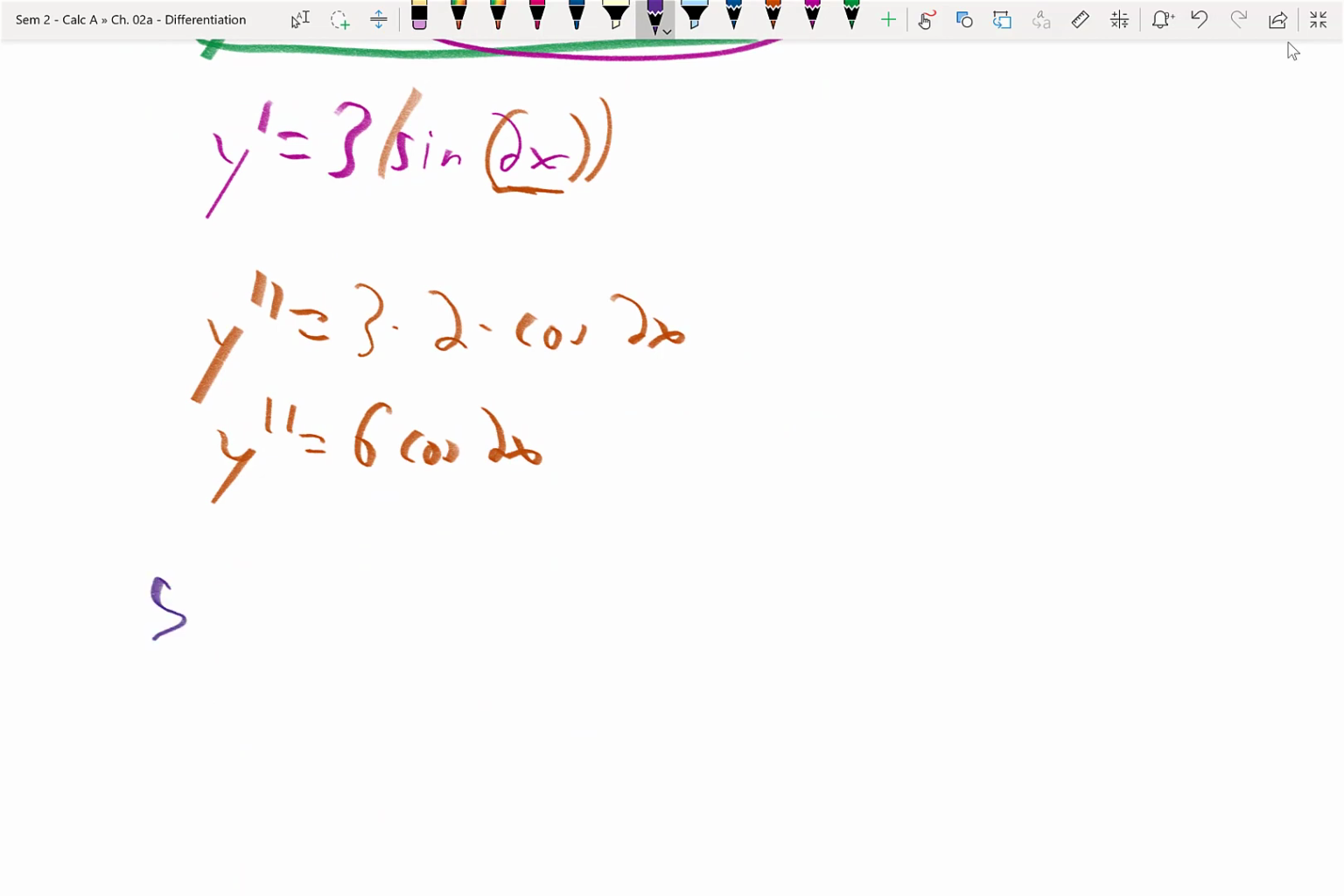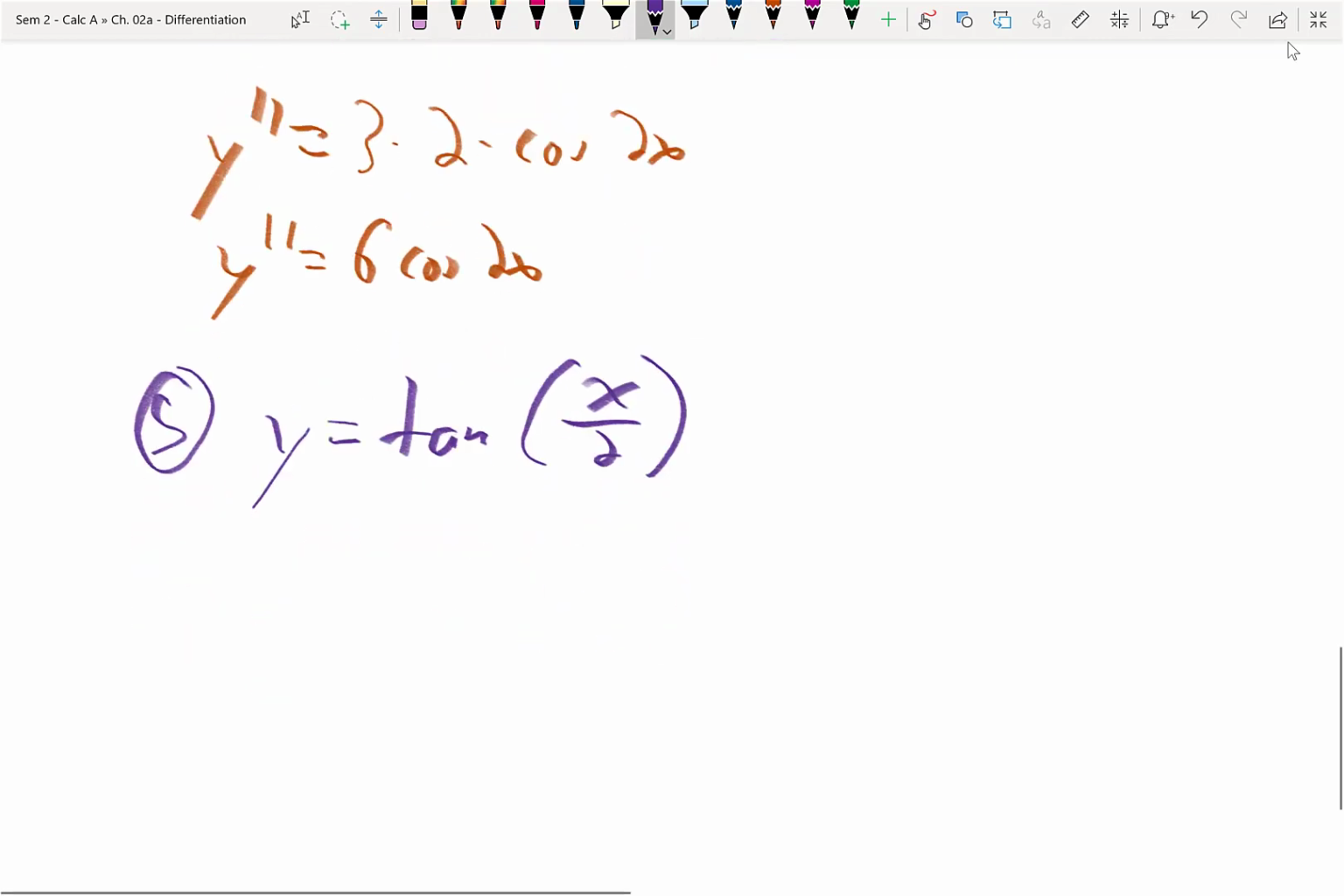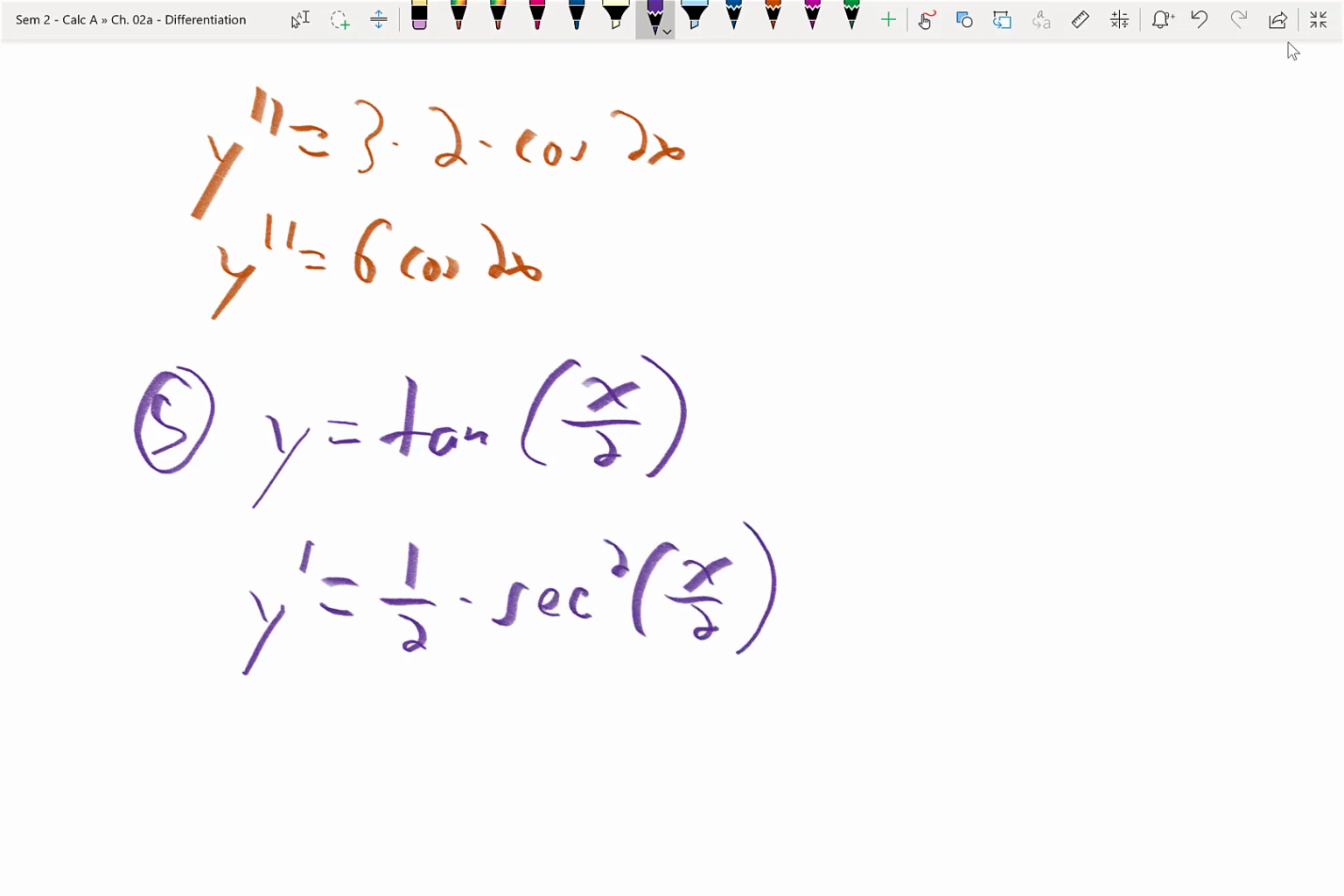As both my Calc-BC and my Calc-AB kids would tell you, taking a derivative with a trig function means that you can often forget to take the derivative of the thing that you're taking tangent, sine, or cosine of. So for instance, if I have the tangent of x over 2, it is very, very common to forget to take the derivative of the x over 2 first, which is 1/2, before taking the derivative of tangent, which is secant squared. You must always remember to take the derivatives of your inner functions before you work your way to the outer functions.